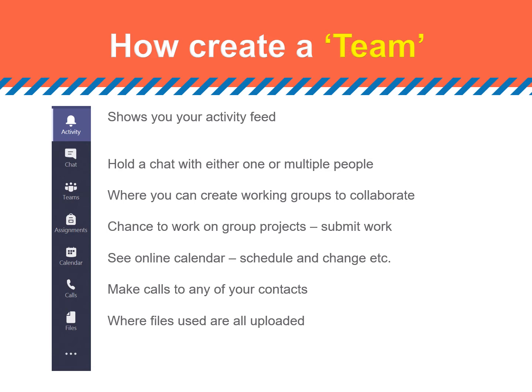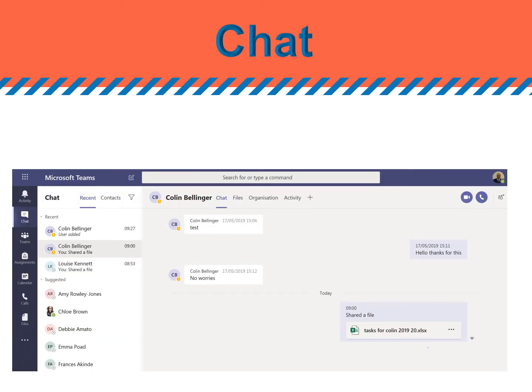Now, for our work at home, we're going to be focusing just on the chat section. Now, in a chat, when you click onto the chat, you'll come up with a screen like this. You can see on mine that I have a number of contacts down the side. You'll see that I have 2 conversations that I've had with Colin, and you can see one where I shared a file earlier with Louise.